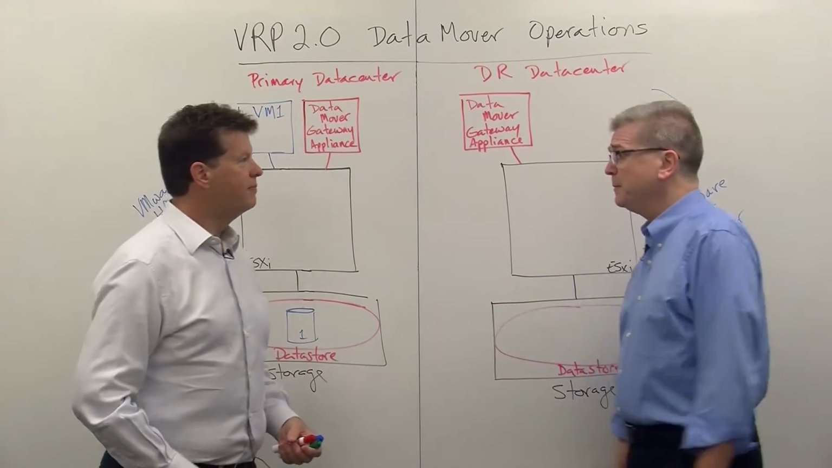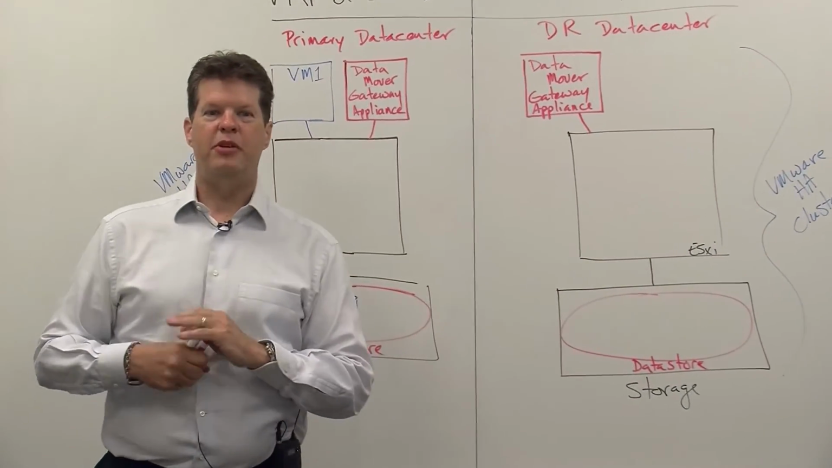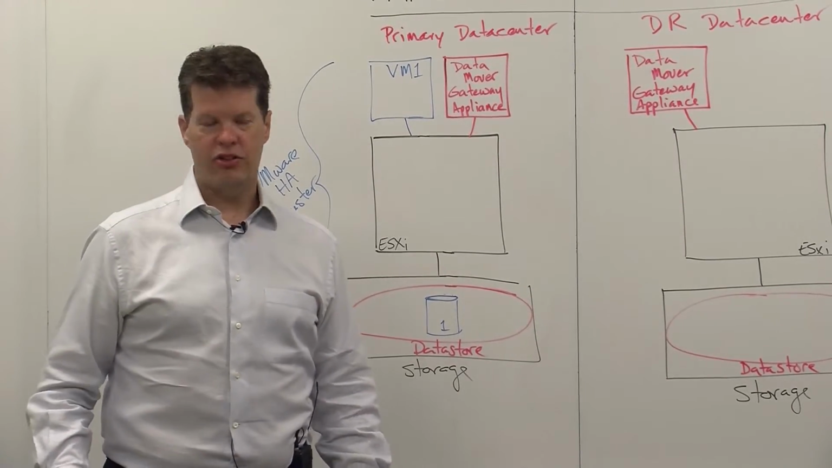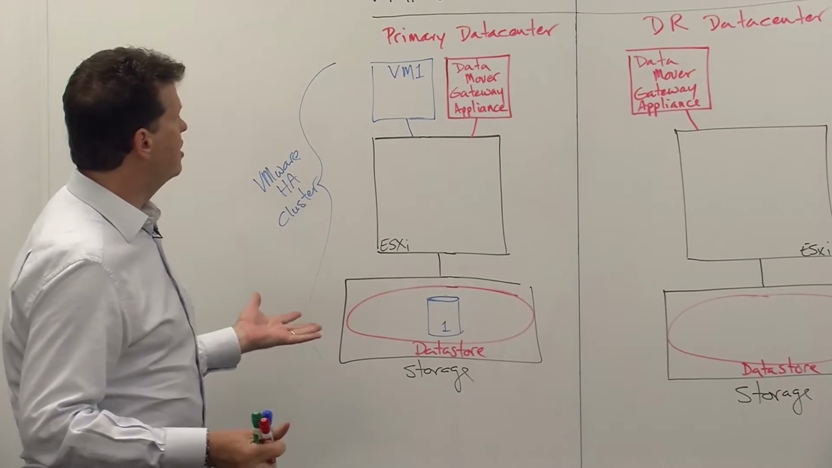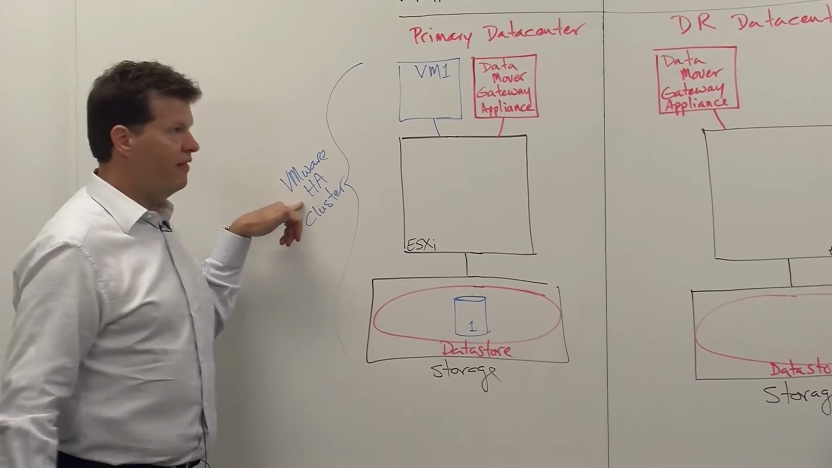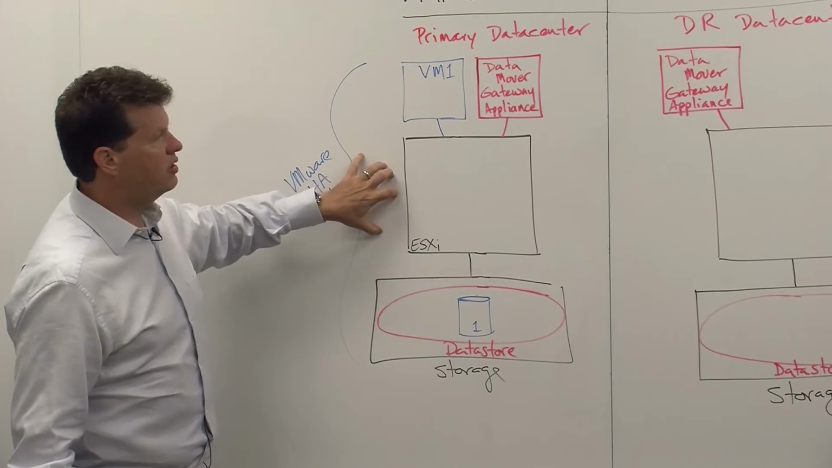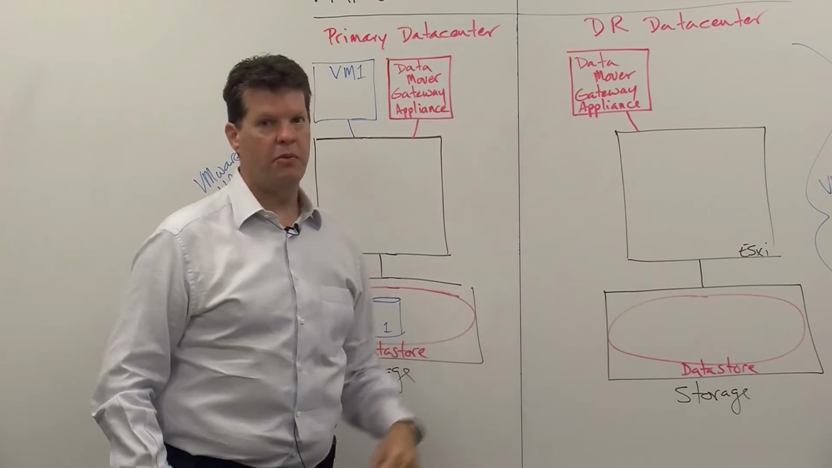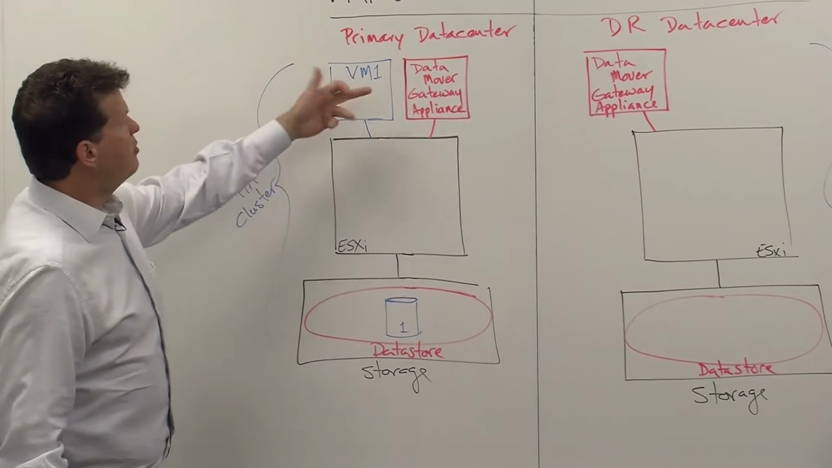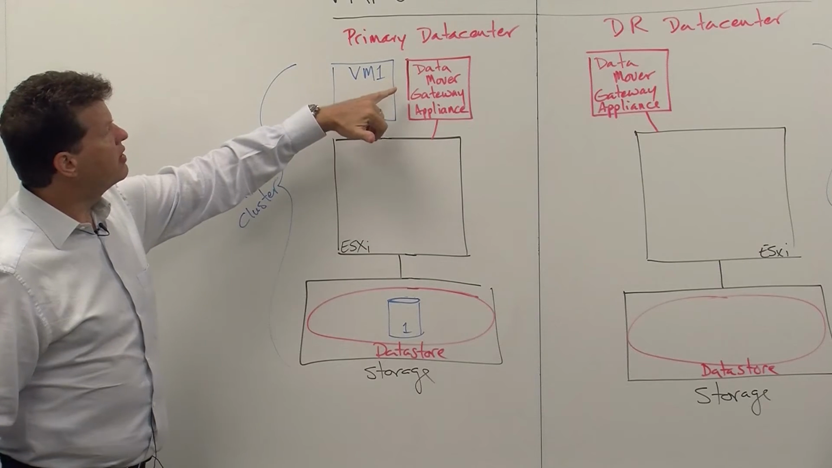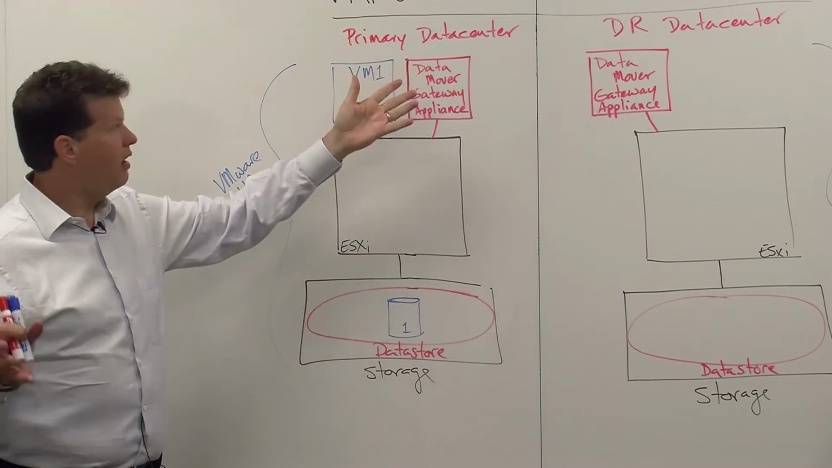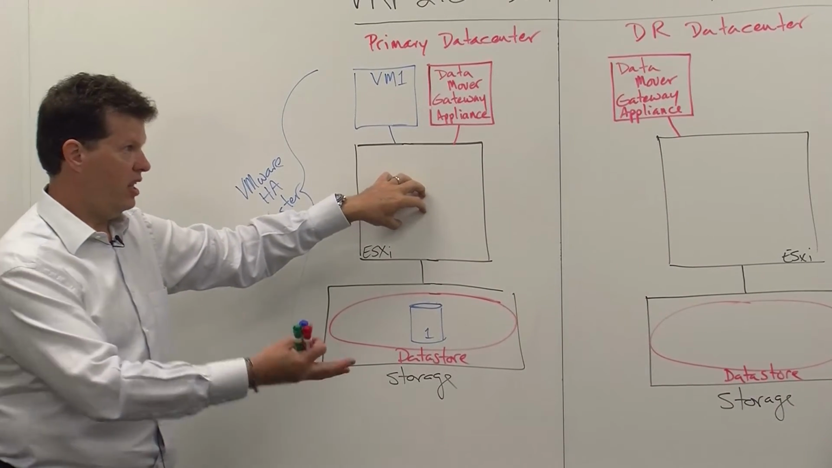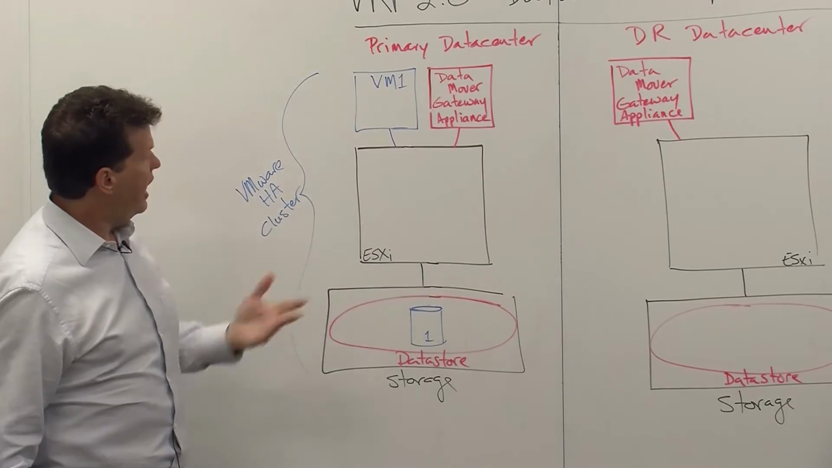Sure. As Bob said, in VRP 2.0, we introduced a new VMware virtual machine replication appliance. It runs in a VMware high availability cluster. So we have to have a high availability cluster of VMware at both the primary site and the secondary site, the disaster recovery site that we're going to be replicating to. The data mover is called the gateway. So we're going to set up a data mover gateway appliance. It's a virtual machine appliance that runs as a guest on one of the ESX servers in the high availability cluster.